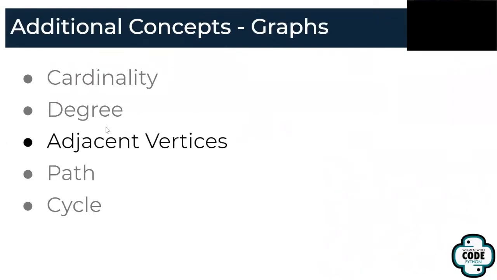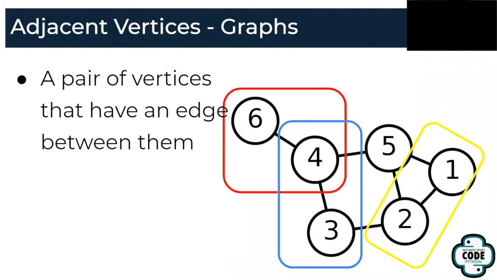Sorry, I forgot a slide about degree, before introducing degree, but I'll just move on. The next concept we'll visit is adjacent vertices. What we mean by adjacent vertices is a pair of vertices that have a direct edge between them.